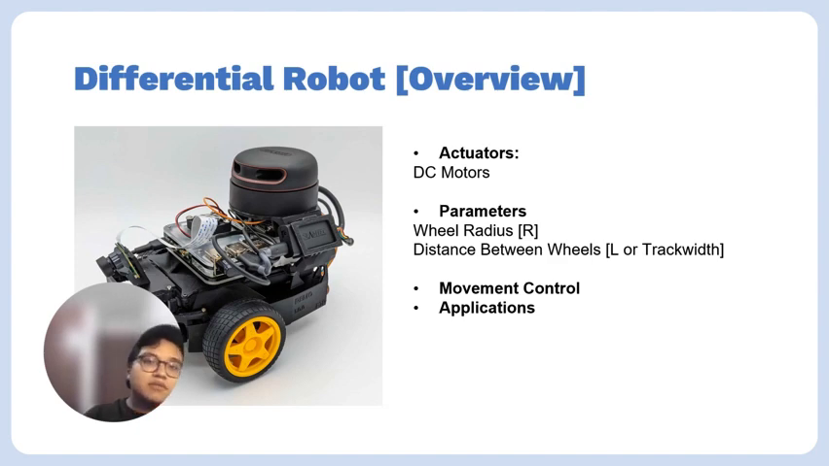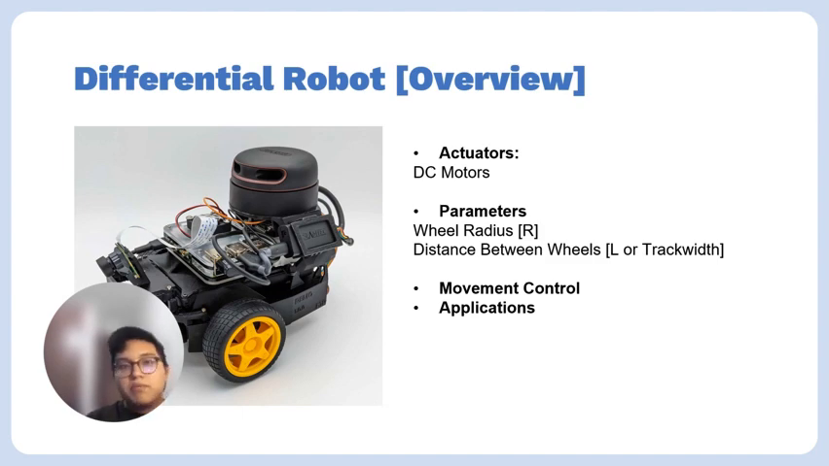Then we have the distance between wheels, which is denoted by L, also called track width. This is the distance between the centers of the two wheels, which is crucial as it affects the turning radius and overall agility of the robot. A wider distance makes for a larger turning radius but can offer more stability, whereas a narrower distance allows for tighter turns but might reduce stability.